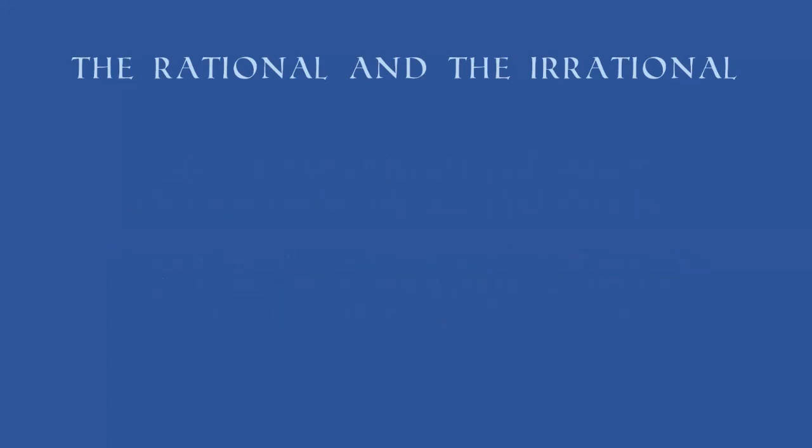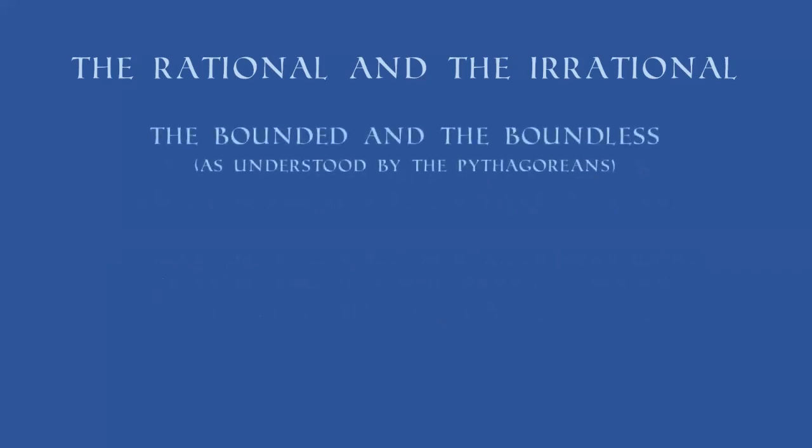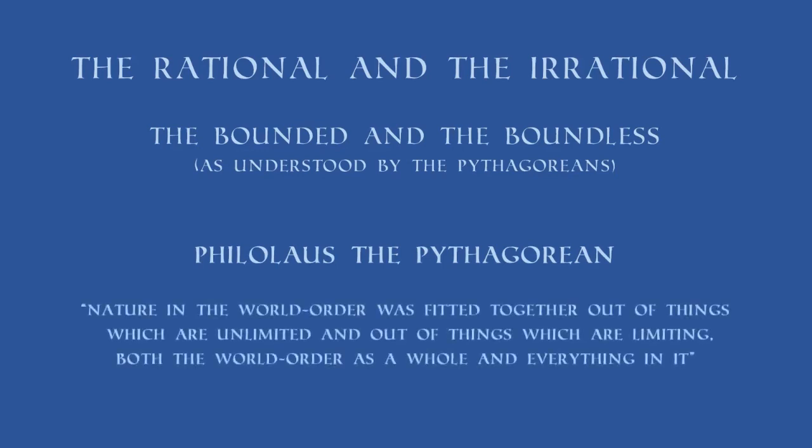Now, let's look at a Pythagorean idea, this idea of the bounded and the boundless, or peiron and apeiron. This is what you find in the fragments of the first Pythagorean who wrote anything down, because Pythagoras himself didn't actually write anything down. Now, Philolaus, the Pythagorean, this is at the beginning of the fragments of his written work.